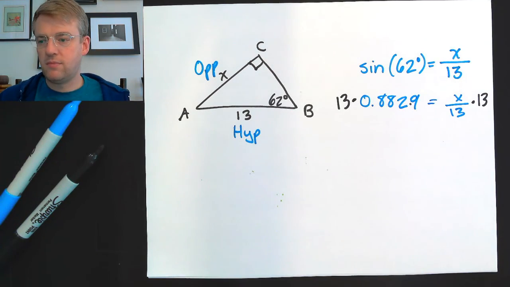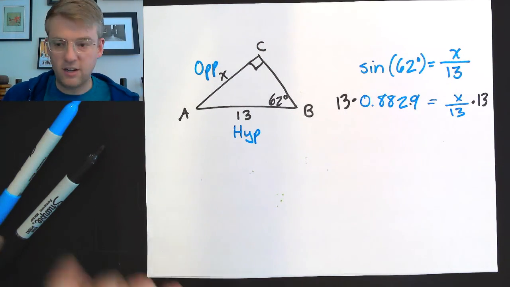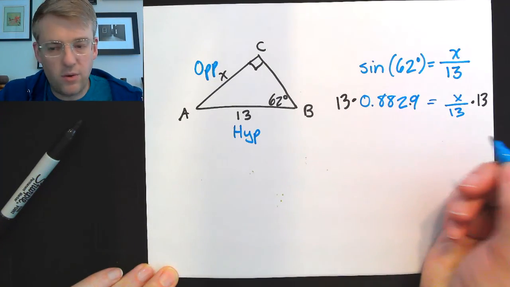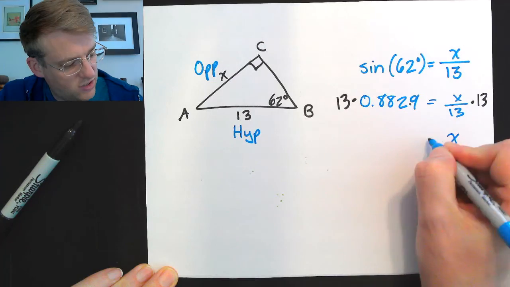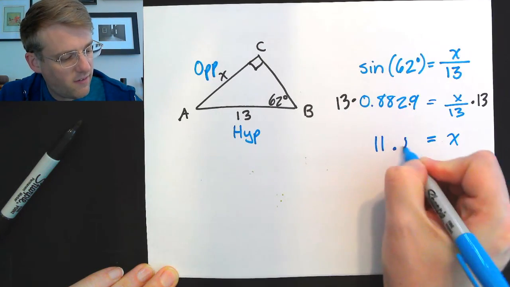Multiply by 13, I'm going to do on my calculator. Any old calculator will do that one for us. And I'm going to round my final answer here, x, off to 1 decimal place, 11.5.